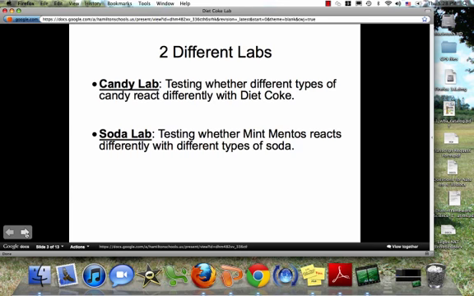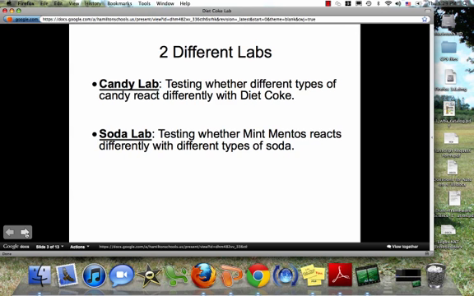We then explained that there are 2 different labs that we are going to do here. Mr. A is running a candy lab in his room, and I am running the soda lab in my room. The candy lab is testing whether different types of candy react differently with Diet Coke. So Diet Coke is the control. It is not changing. We are using only Diet Coke, so it's the same for each type of candy. The types of candies are Mentos, Mint Mentos, fruit-flavored Mentos, fruit-flavored Lifesavers, and wintergreen Lifesavers.